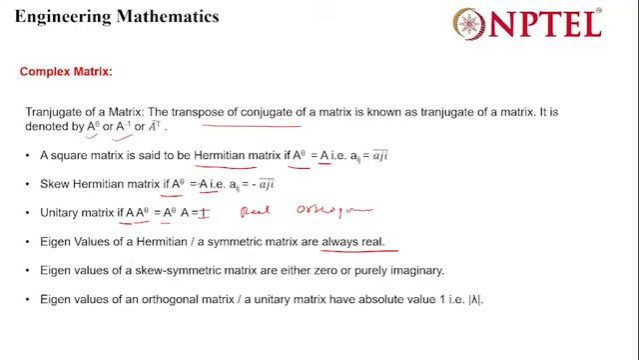The eigenvalues of a skew symmetric matrix are either 0 or pure imaginary. Then eigenvalues of an orthogonal matrix or a unitary matrix have absolute value which will be 1. This is absolute value. It could be minus 1 also, what we do? We add the mod on that. So absolute value will always be 1.